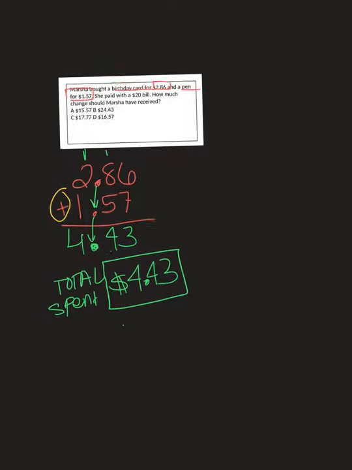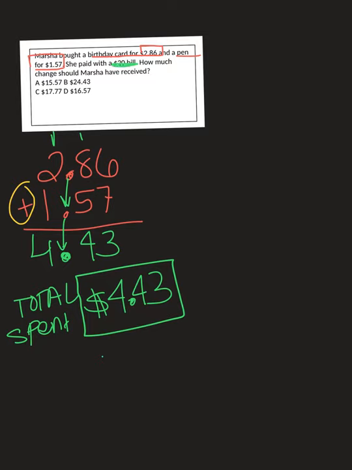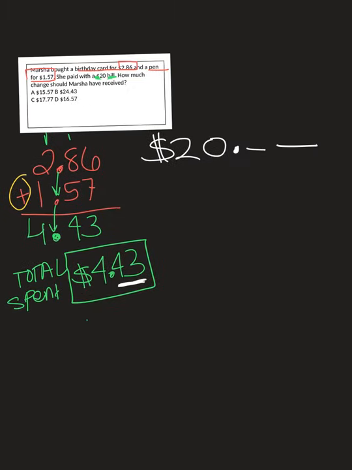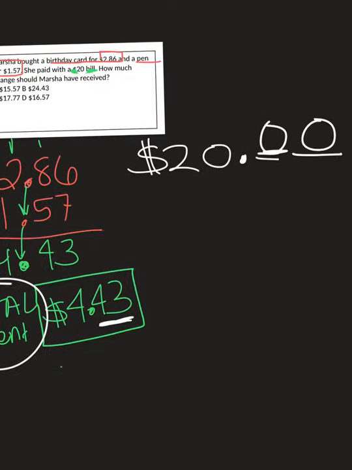Well, it tells me in the equation that she paid with a $20 bill. So let's write that up here, $20. Now, in order to be really effective, because I have two place values here, the tenths and hundredths, I need to make this number 20 have two place values, tenths and hundredths. And I'm going to put zeros there for now because there's no value. It's $20 even. And since the total spent here was $4.43, that means I can subtract that.